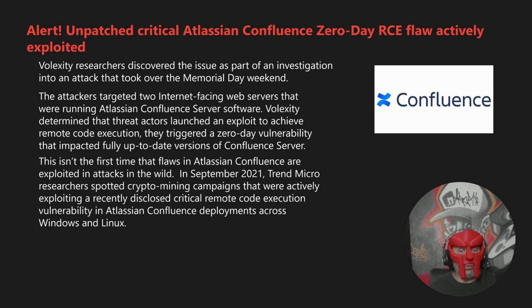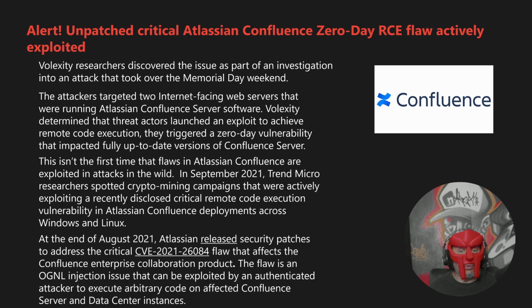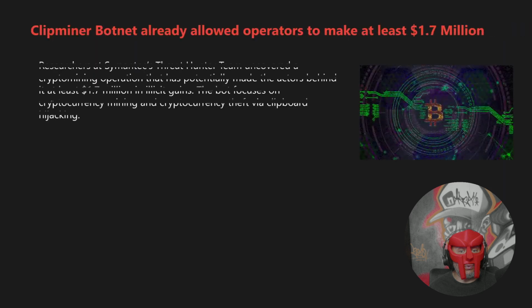This isn't the first time that flaws in Atlassian Confluence are exploited in attacks in the wild. In September 2021, Trend Micro researchers spotted crypto mining campaigns that were actively exploiting a recently disclosed critical remote code execution vulnerability in Atlassian Confluence deployments across Windows and Linux. At the end of August 2021, Atlassian released security patches to address that critical CVE-2021-26084 flaw that affected the Confluence Enterprise Collaboration product. The flaw is an OGNL injection issue that can be exploited by an authenticated attacker to execute arbitrary code on affected Confluence Servers and Data Center instances.